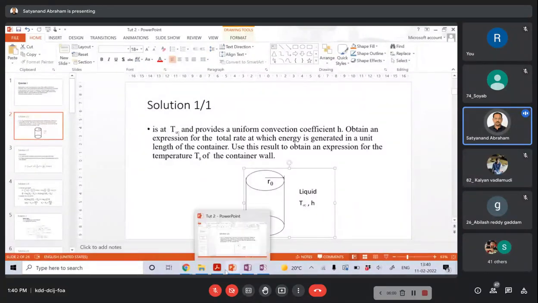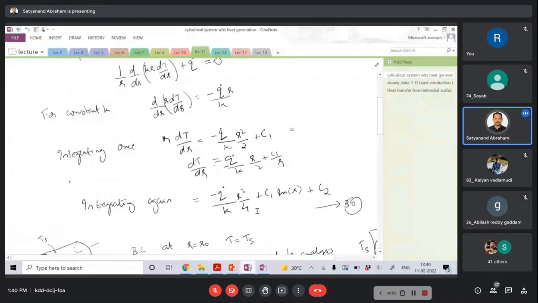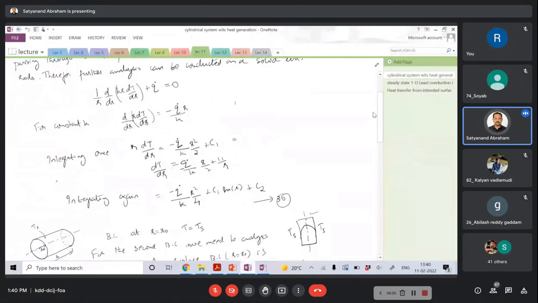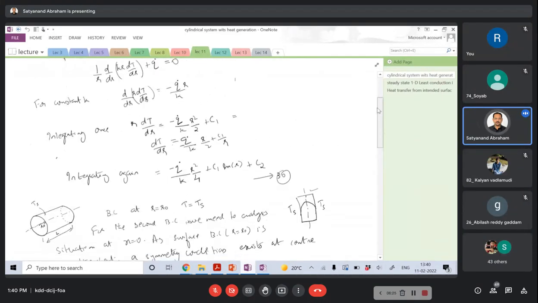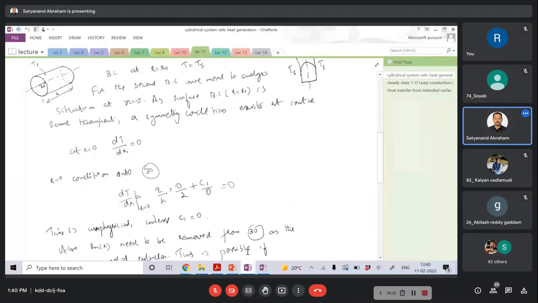What was the boundary condition we used for a cylinder with heat generation? We used the symmetry condition, right? We said that the temperature is going to be maximum at the center, so we take the symmetry condition: dT/dr = 0 was the boundary condition. The boundary conditions are all the same, only the integration is going to be different, so you will get a different temperature profile. So that way you can do this.